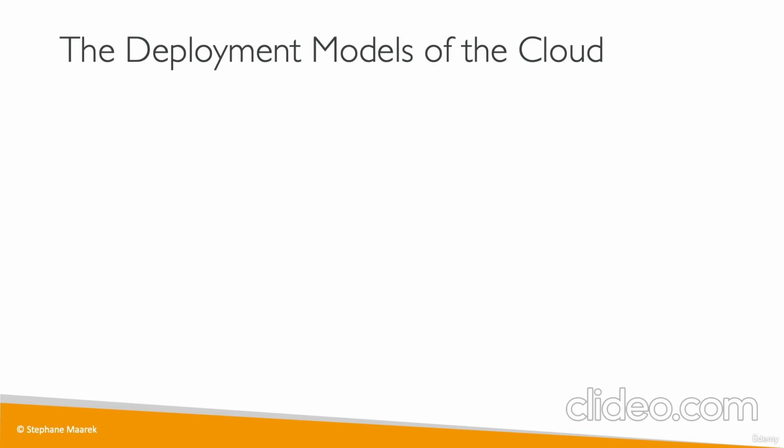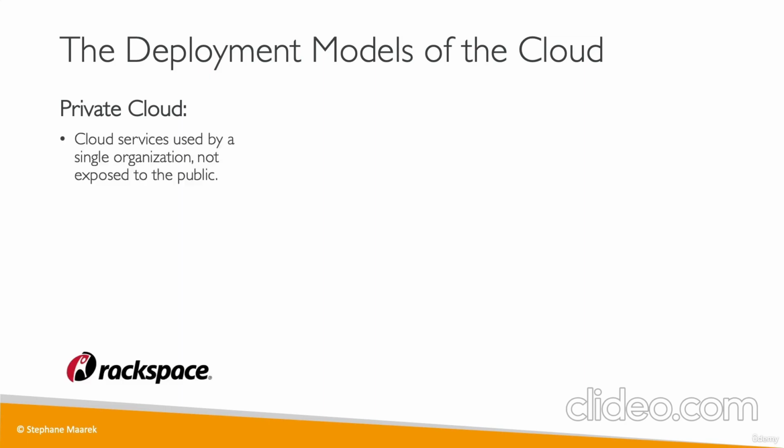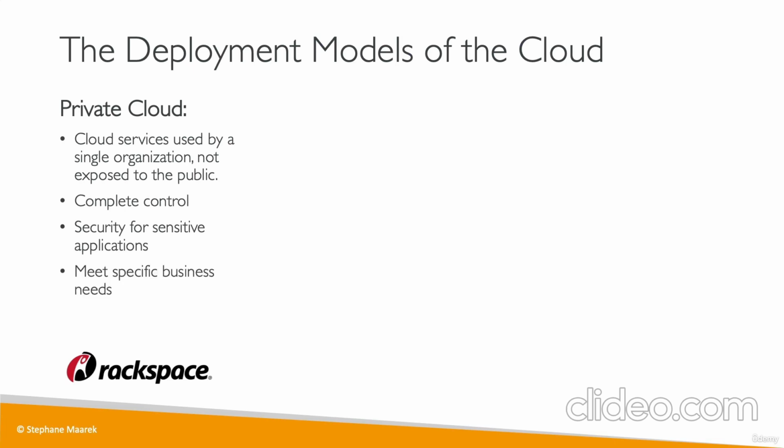There are different kinds of clouds out there. The first one is called a private cloud, and a provider could be Rackspace. This is cloud services used by a single organization. They're not exposed to the public. So you get your own private cloud, your own private data center. It's just managed by someone else. You still have complete control over it, and you have more security for sensitive applications, which may meet some specific business needs. This is out of scope for this course, but still good to mention.